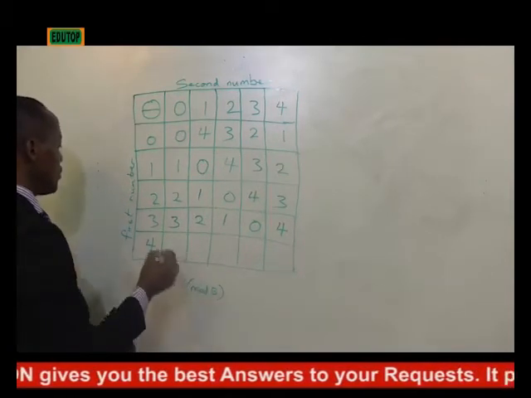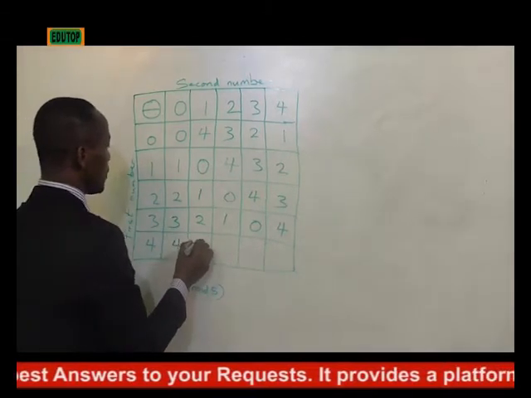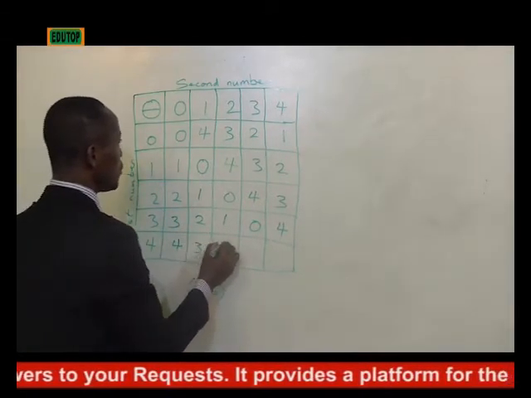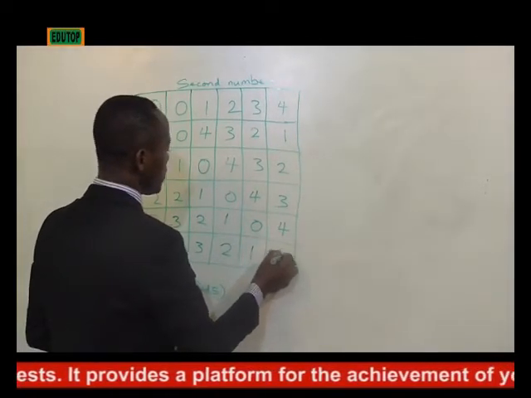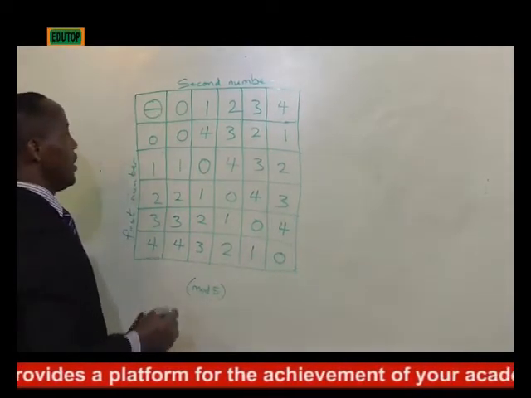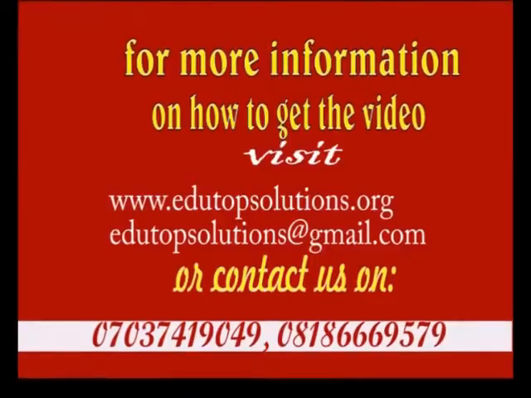4 minus 0 is 4. 4 minus 1 is 3. 4 minus 2 is 2. 4 minus 3 is 1. 4 minus 4 is 0. With that, we've completed the filling of the table.